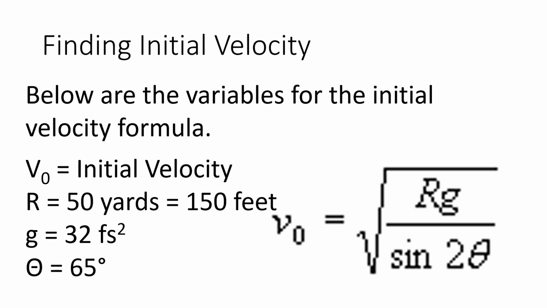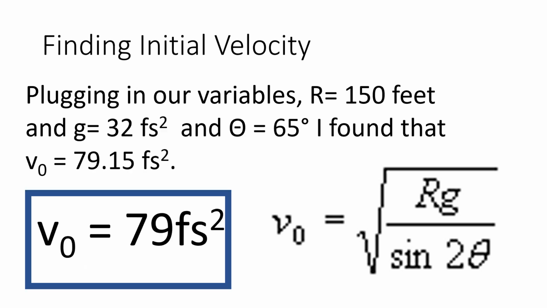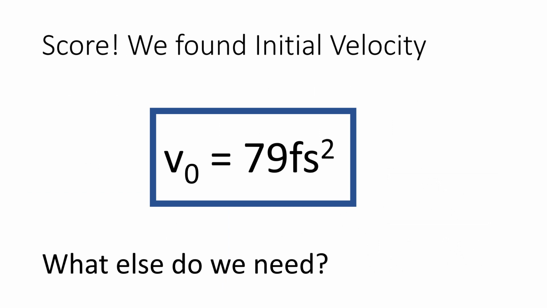Below are the variables for the initial velocity formula. V subscript 0 equals initial velocity, r equals 50 yards, g equals 32 feet per second squared, and theta equals 65 degrees. Plugging in our variables, I found that v subscript 0 equals 79.15 feet per second squared. Score! We found initial velocity. V subscript 0 equals 79 feet per second squared. What else do we need?